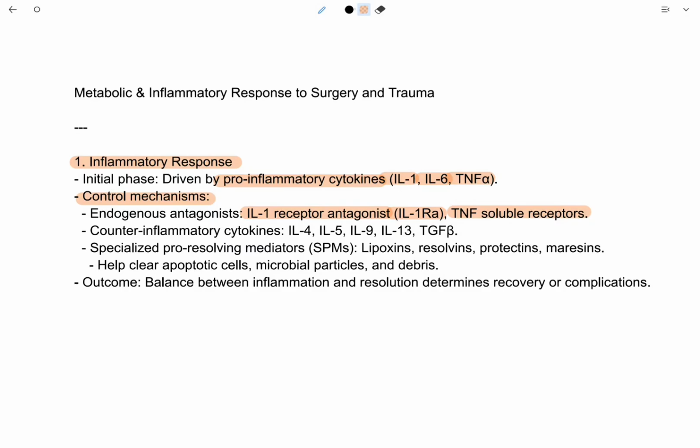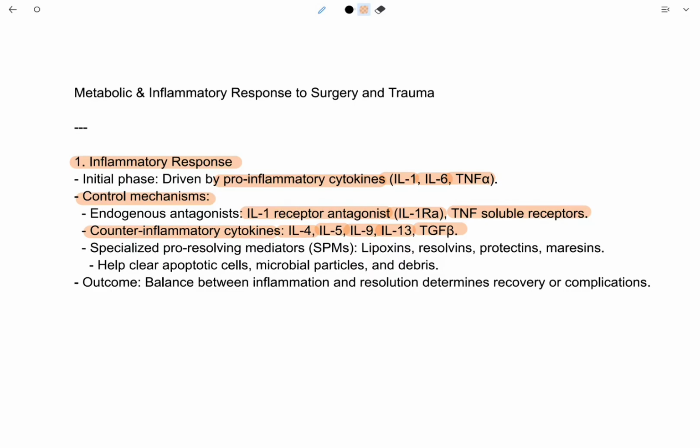Counter-inflammatory cytokines are IL-4, IL-5, IL-9, IL-13 and TGF-beta. So these are counter-inflammatory cytokines. They counter pro-inflammatory cytokines and they reduce and decrease inflammation.